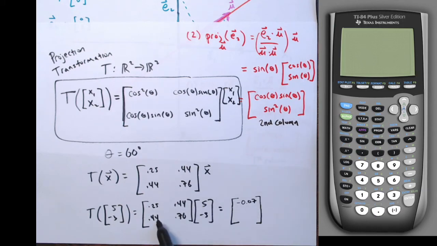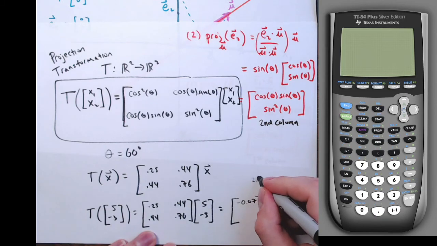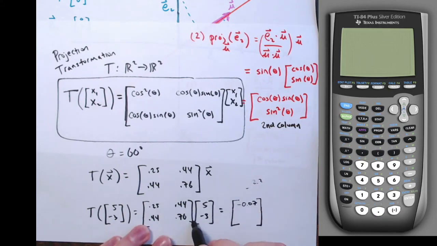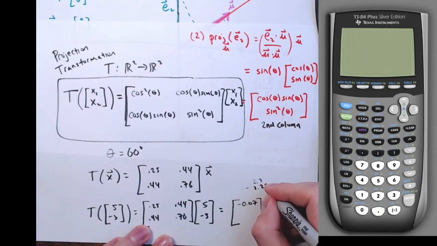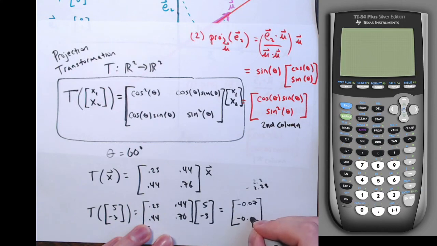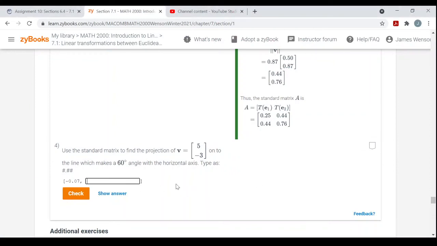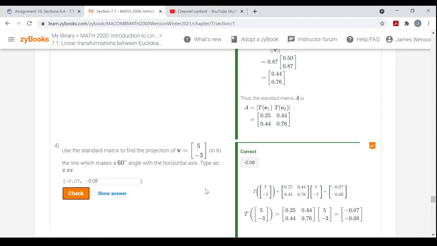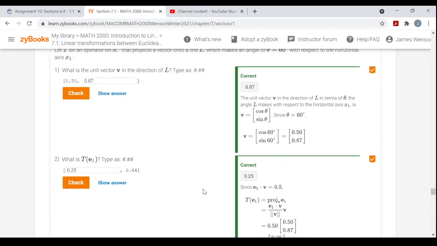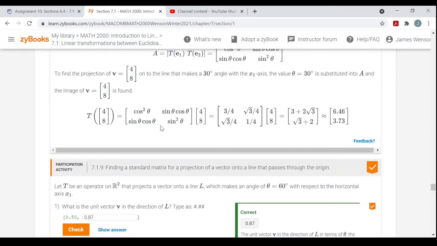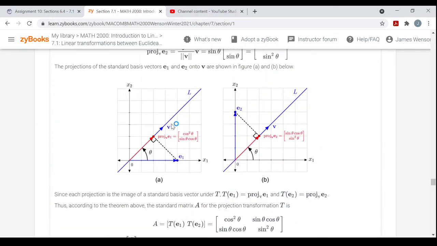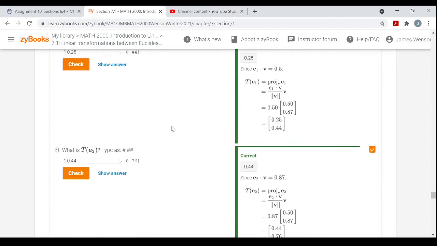Then 5 times 0.44, that'd be 2.2. 2.2 minus 3 times 0.76, so it's 210 plus 18, 228. So negative 2.28. So negative 0.08 for the second component of the projection, if you use those numbers from the previous two results. Great. So they're just putting this together, replacing theta up here with 60 degrees and rounding everything to 2 decimal places. So that was a lot, but still doable.